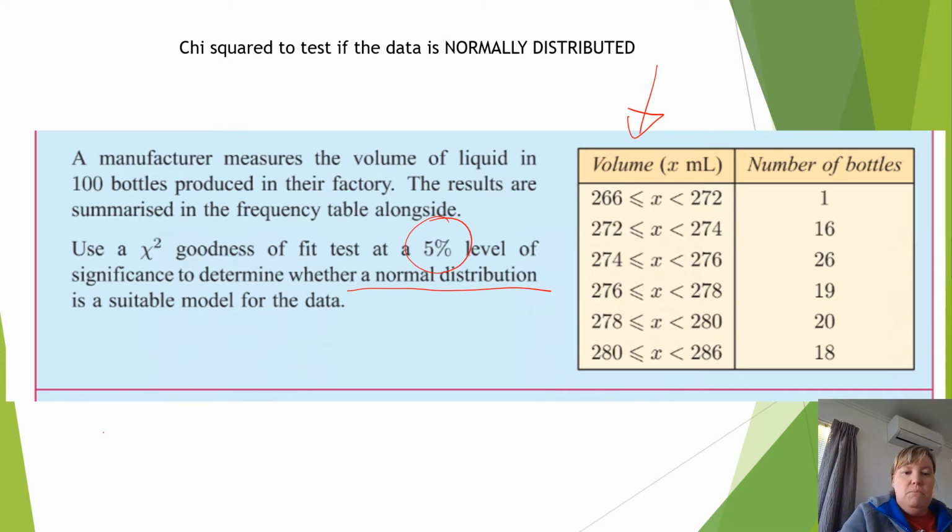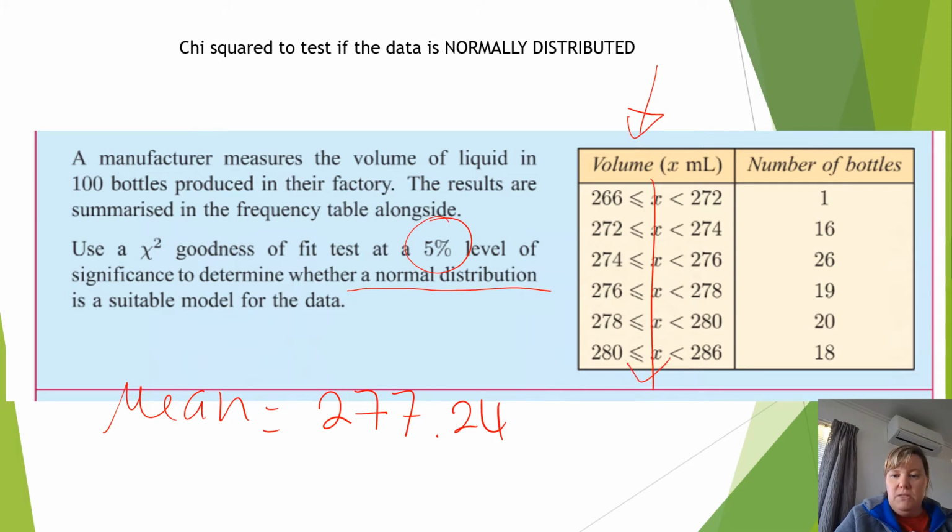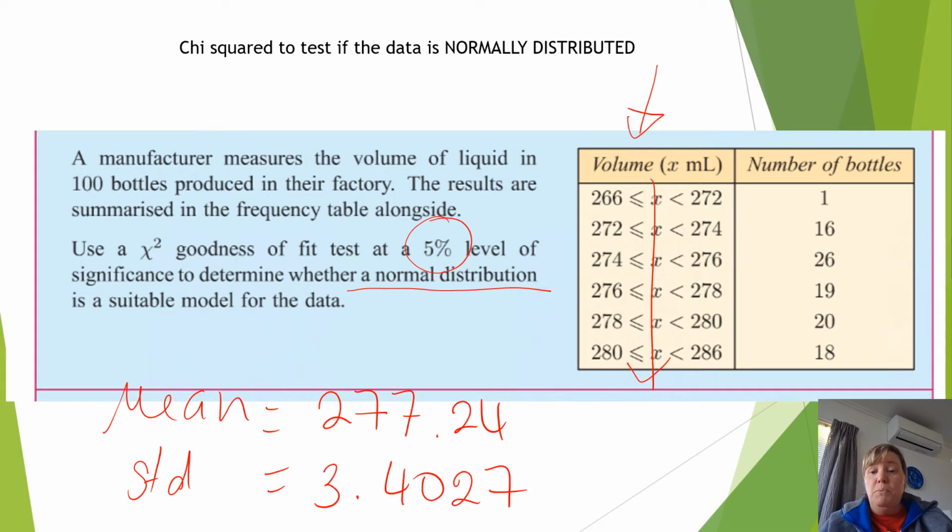But I'm going to tell you the mean for this is, because I've worked it out, 277.24, remembering that I would have used the midpoint for this because that's what I need to do, it's an estimate, and the standard deviation is 3.4027, okay? So in the SL paper, you'd be given these, all right? That's quite important because it saves you a bit of time.